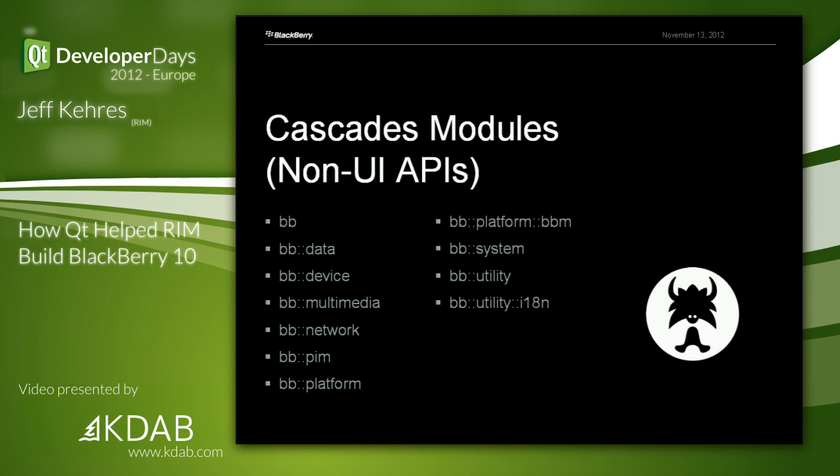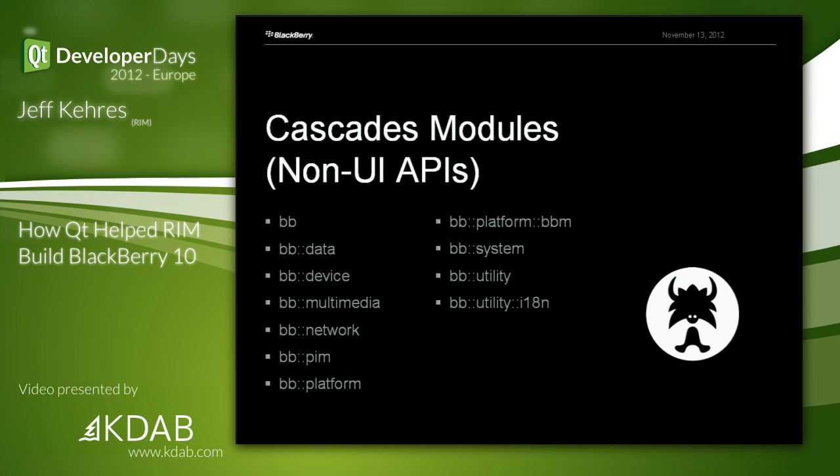BB network contains APIs for doing push notifications. BB PIM contains our APIs for accessing messaging, so email and text messages, accessing contacts, accessing calendar. BB platform contains APIs for accessing high-level BlackBerry services. So you can do things like payment processing within your app. You can show notifications on the device. BB platform BBM is for integrating with BlackBerry Messenger, which is a very popular chat service available on BlackBerry.